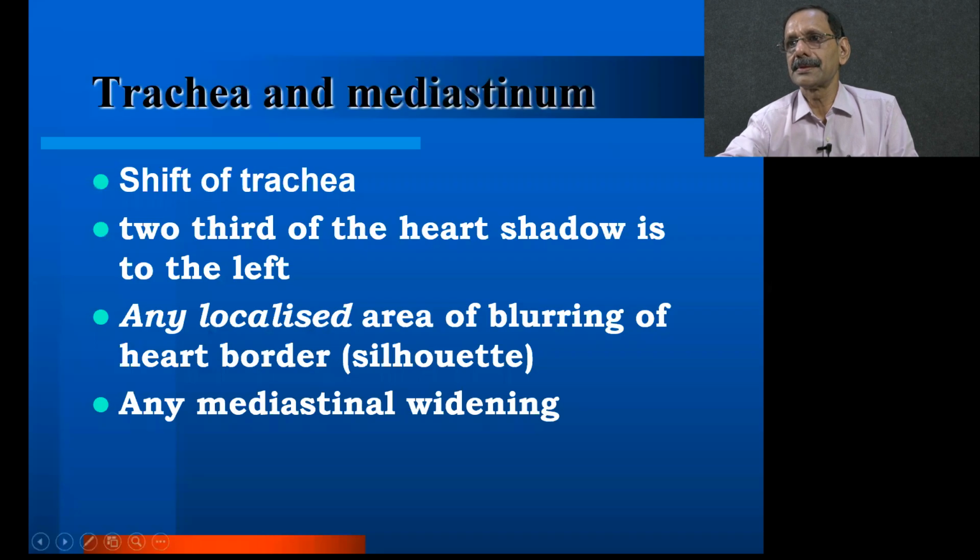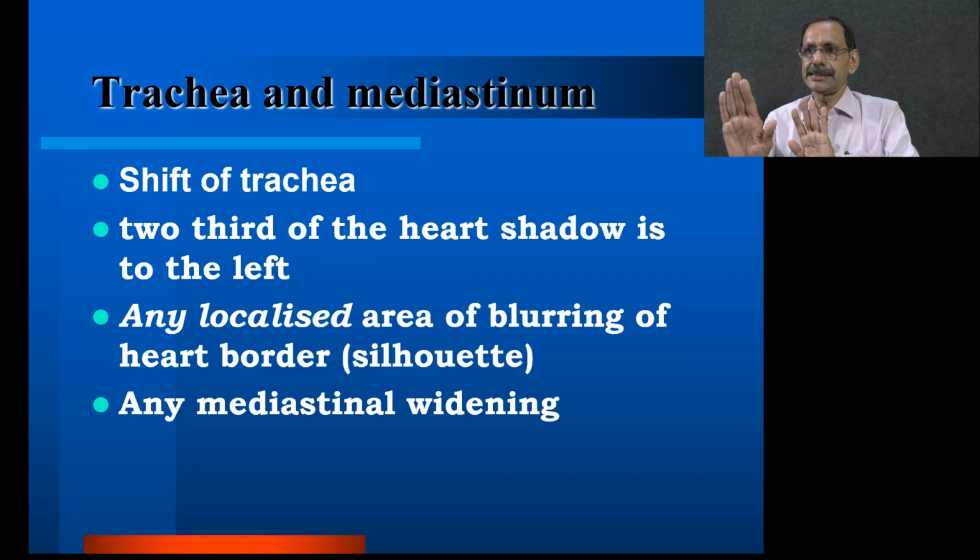Now regarding trachea and mediastinum, we can compare the position of the trachea in comparison with the spinous process and see whether it is shifted to the right or left. A minimal shift to the right is normal. And heart shadow, 2/3 of the heart shadow should be to the left and 1/3 to the right of midline. And any localized area of blurring of the heart border is basically because that particular shadow is in touch with the heart. If two shadows are in two planes, then one shadow will appear as though going through the other shadow with a sharp margin.